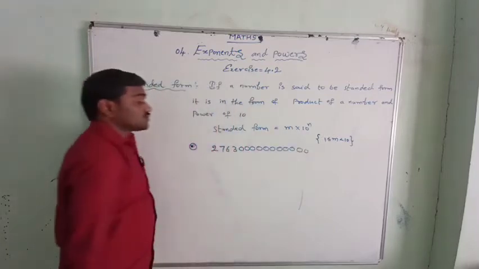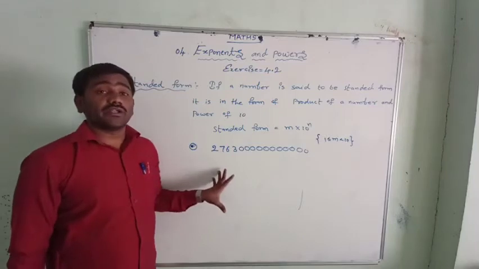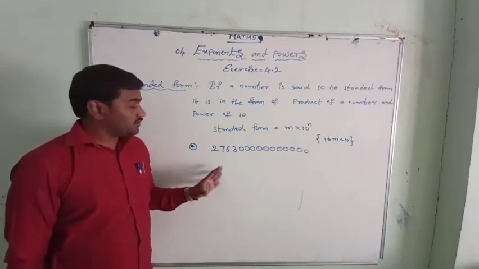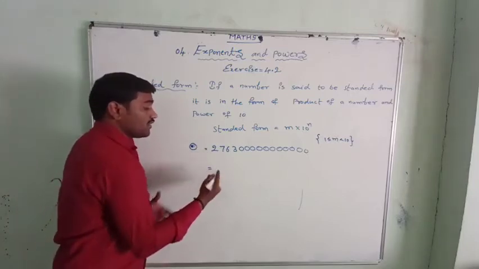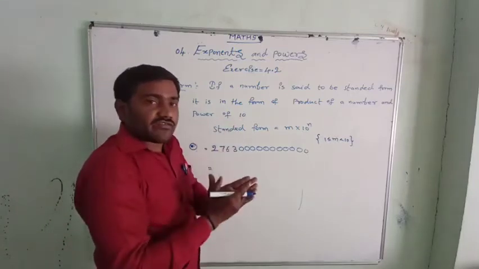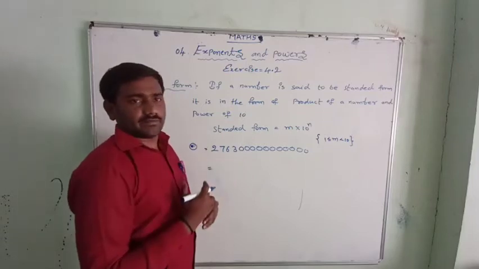Suppose here 276300000000000. This number is very difficult to read, but we can make it into a very easy form. This is the usual form. When you write this in the standard form, we can read it very easily.